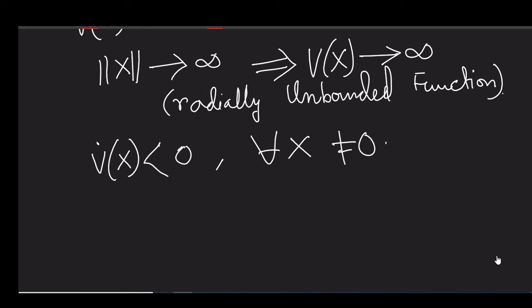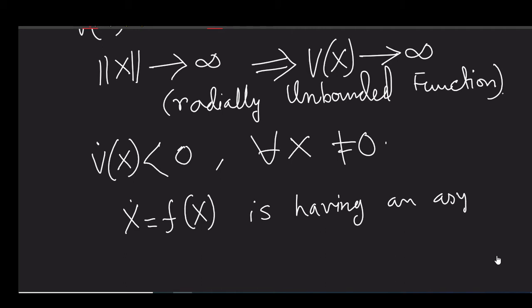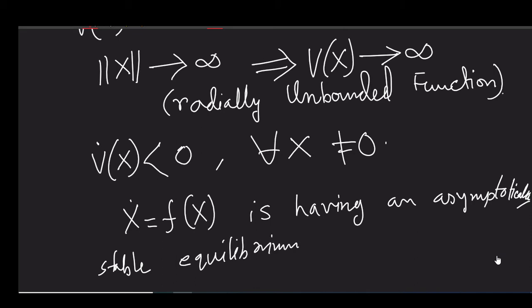Now then we can claim that the system defined by the equation x dot equals f of x is having a globally asymptotically stable equilibrium at the origin.